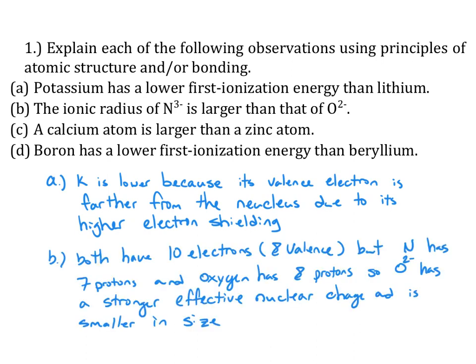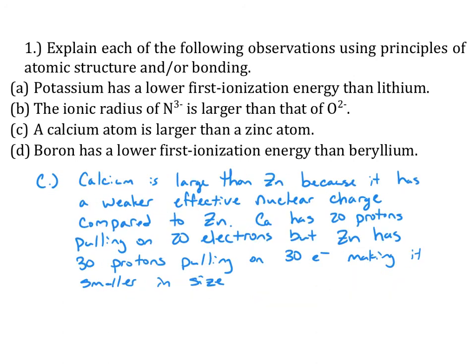In letter B, you are now comparing the ionic radius of N3- and O2-, both of which have 10 electrons total, 8 of which are valence. But nitrogen only has 7 protons, whereas oxygen has 8 protons. And so you have an increased number of protons with the same number of electrons. And so O2- experiences a stronger effective nuclear charge, and thus the ionic radius is smaller.